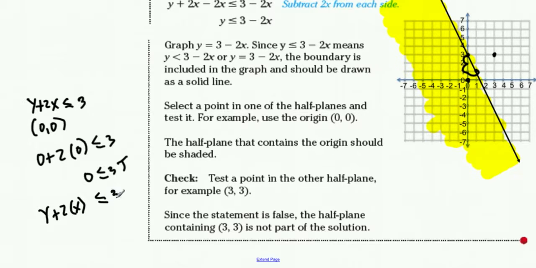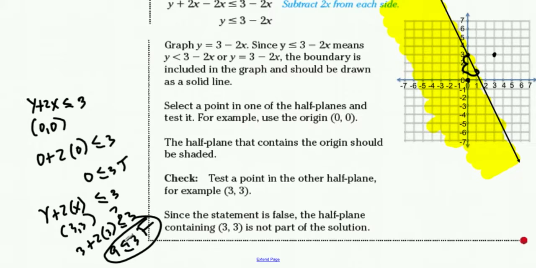Because if you have y plus 2x less than or equal to 3, and substitute the point (3, 3), you have 3 plus 2 times 3 less than or equal to 3. It makes the inequality false, because this becomes 9 is less than or equal to 3, which is absolutely a false statement. That's the reason why we don't shade the right part of our boundary, or our half plane.